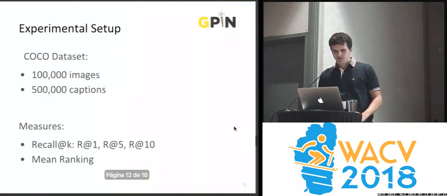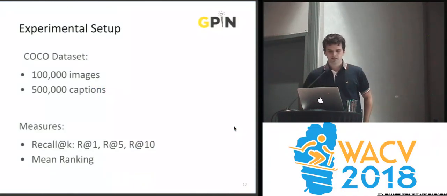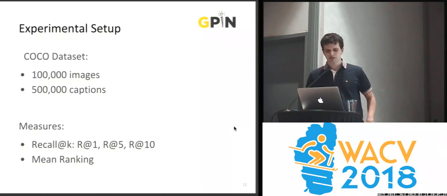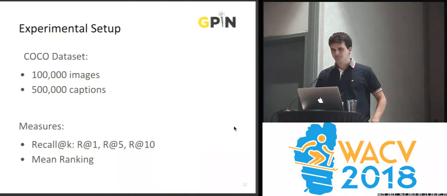So let's go through the experiments. We use the COCO dataset with 100,000 images and 5 captions for each image. The measures are the recall at k at 1, 5, and 10, and the mean ranking.